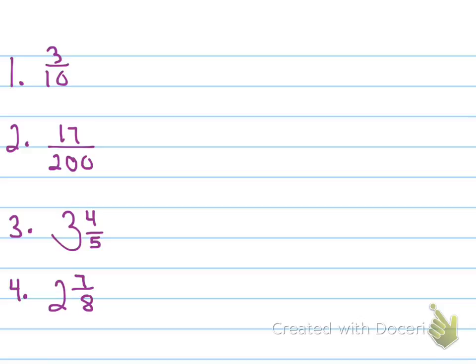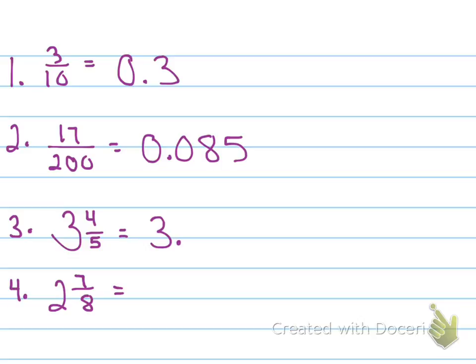Okay, so 3/10 is what as a decimal? 0.3. Okay. What about 17 over 200? Very good. What about 3 4/5? What about 2 7/8? Very good. Who got all 4? All right. Good job. Okay, next example.